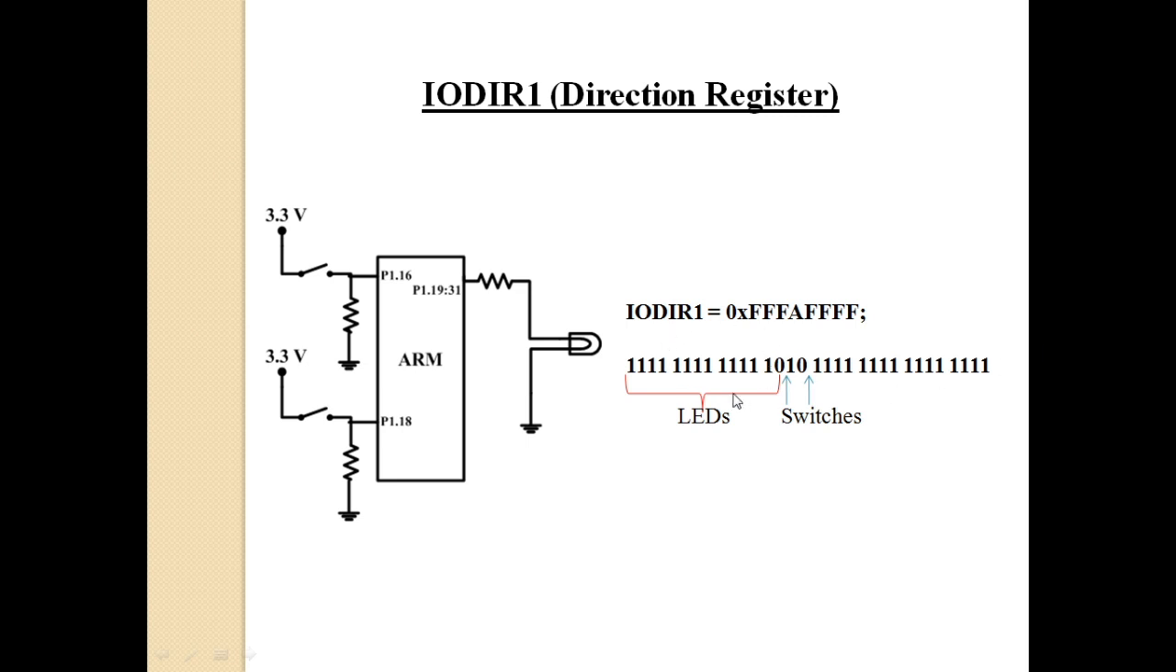So if you are writing the hexadecimal representation, what will that be? 1111 means F, so it is F, F, F, the four F's are there. Here it is 1010, which is A. The 1010 hexadecimal representation is A. Then FFF. So if you are writing IO direction 1 equal to 0xFFFAFFFF, what does it mean? Except P1.16 and P1.18, all the other pins you are configuring as output. This is how you are configuring the direction.